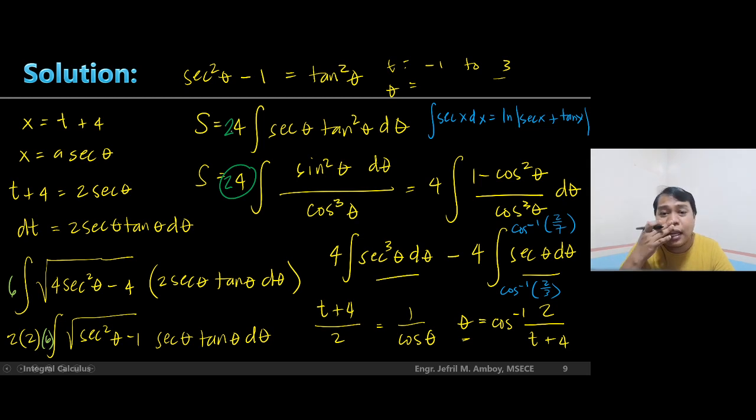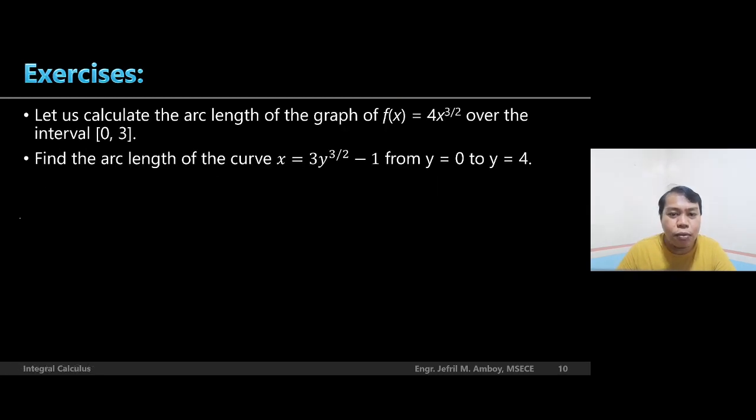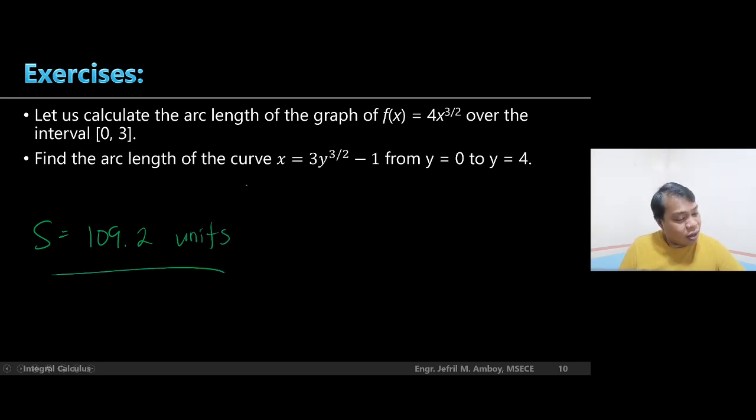So, kapag in-integrate mo siya, 24 times the integral of this from yung limits natin na cosine inverse of 2/3 to cosine inverse of 2/7, ang makukuha nating sagot is the same as what we obtained earlier, which is 109.2. Same answer lang. Okay? Ito yung makukuha nating sagot, 109.2 units.